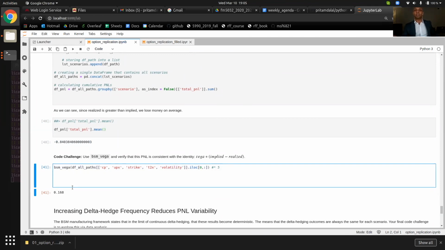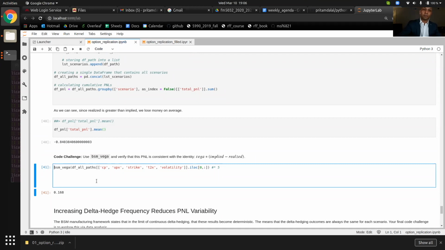The way to interpret that is, for every 1% that volatility increases, the option should gain 16 cents in value. It's also true that if you sell an option at a certain price and delta hedge frequently, the P&L on it will be your day one Vega multiplied by the difference between realized and implied.